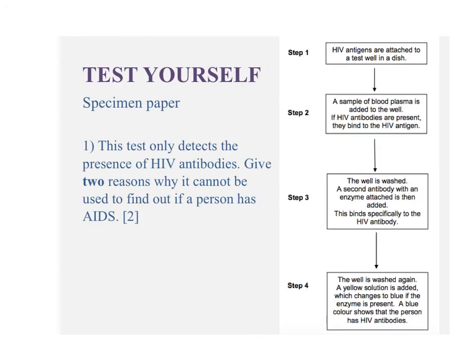Now the final thing we're going to look at is an example exam question or two. I've got about 9 slides of them, including the answers. So have a look at this question. This is from a specimen paper around 2014-ish. This test only detects the presence of HIV antibodies. Give 2 reasons why it cannot be used to find out if a person has AIDS. So you're going to look at the question, look at the resource. Pause now, give yourself 3 minutes to answer it, and we'll come back then.